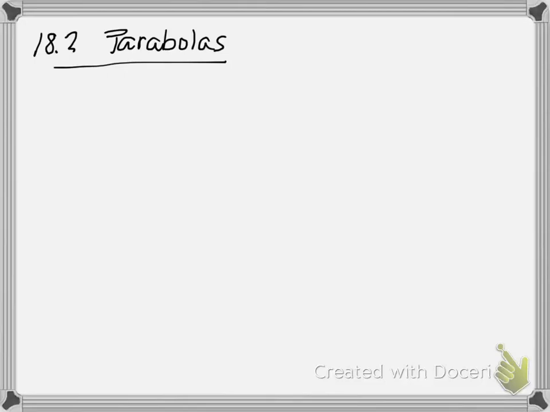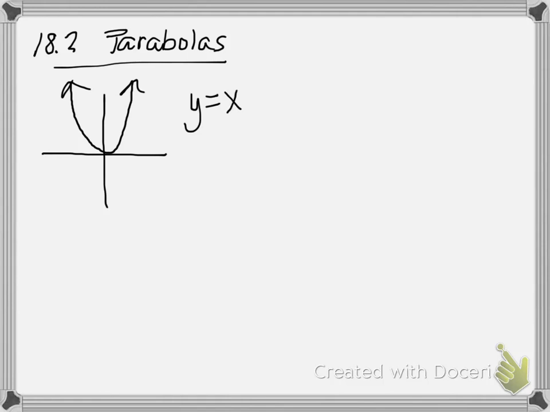This is 18.2 and it's about parabolas. We've talked about parabolas and how they can change, like if you have the basic parabola, y equals x squared. That's what that one looks like. And then, that's a 2. If I said y equals 2x squared, we know that that gets skinnier.